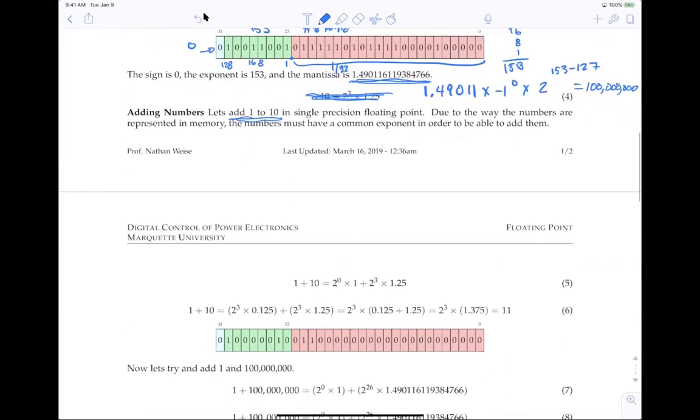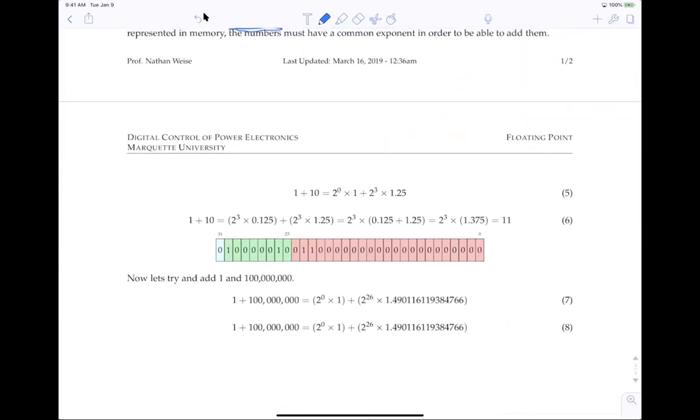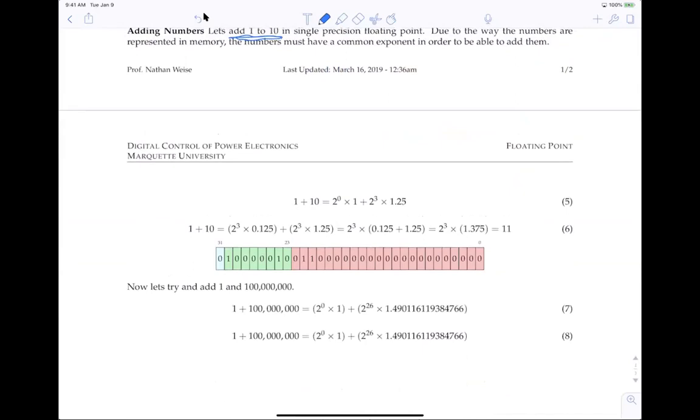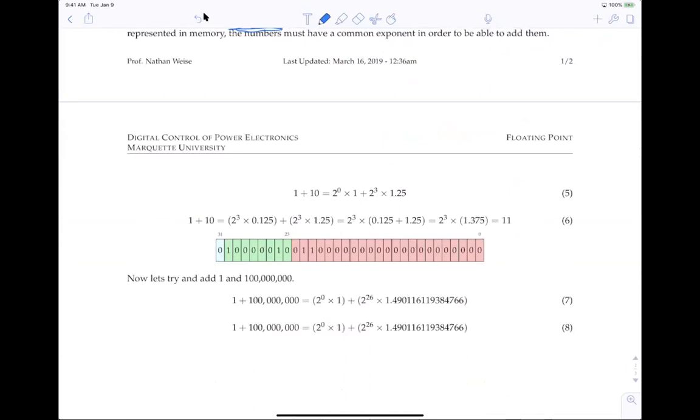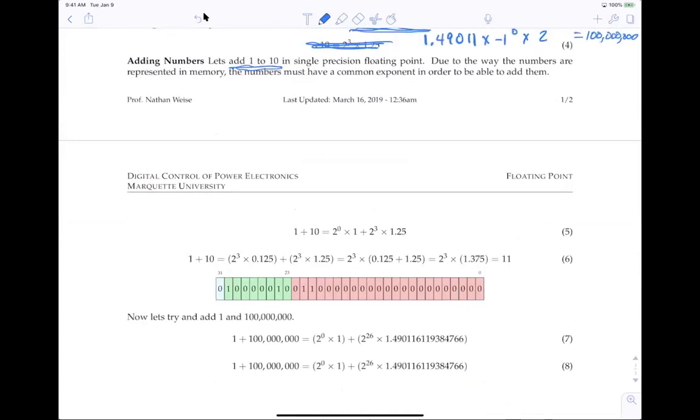Okay. Let's try this out. See if I can follow my own notes. All right, so here's the representation for 1. So remember our exponent was 127, so it was 127 minus 127. That gives us the 0. Our whole mantissa was 0, and then there was that implied 1. So it's 1 dot, and the whole thing was all zeros, right? So that was our 1 in floating point.